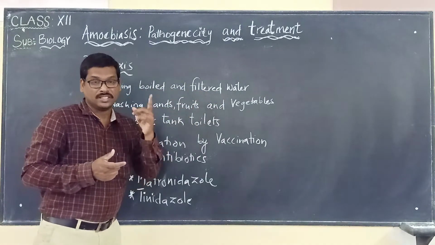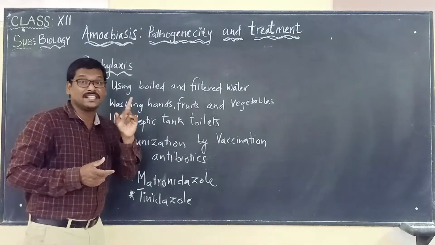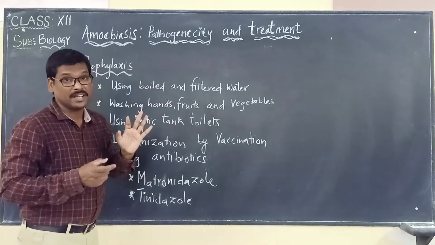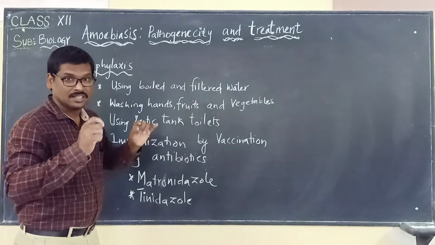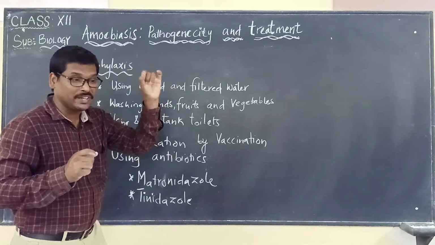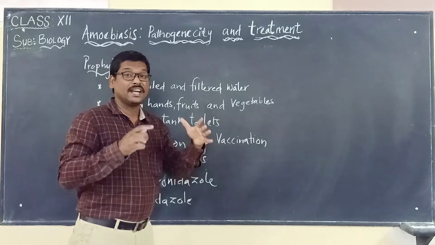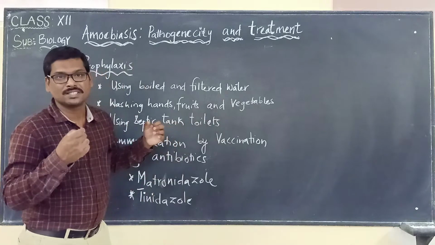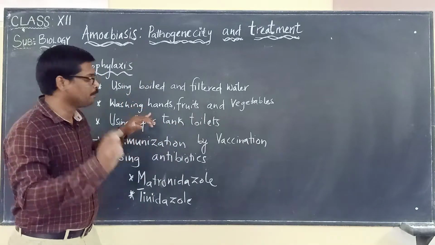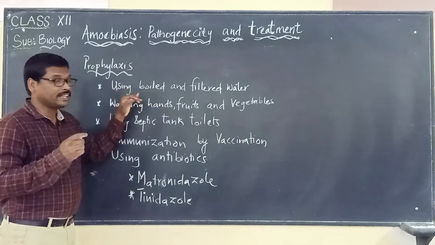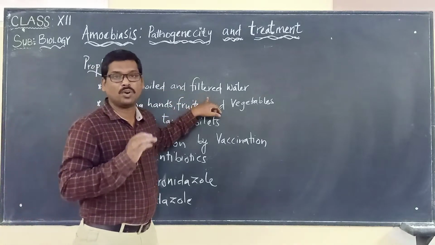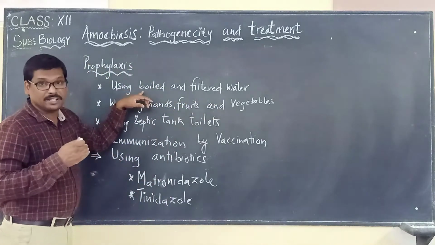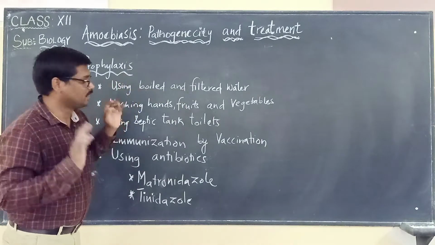Why? Because this disease is caused by contaminated water. Which means that if Entamoeba histolytica is present in the water, and if a person drinks that water, then the person will suffer with that disease. So that's why we should go for drinking boiled and filtered water. We can prevent this disease by drinking boiled and filtered water.